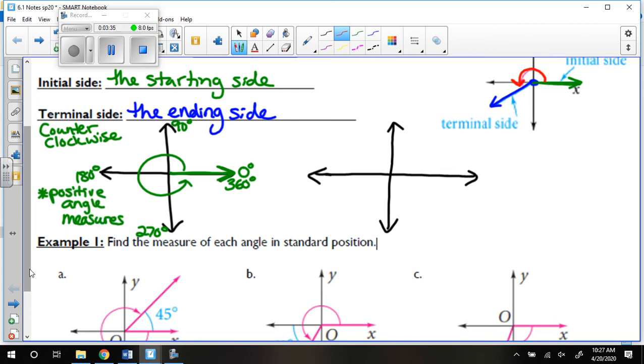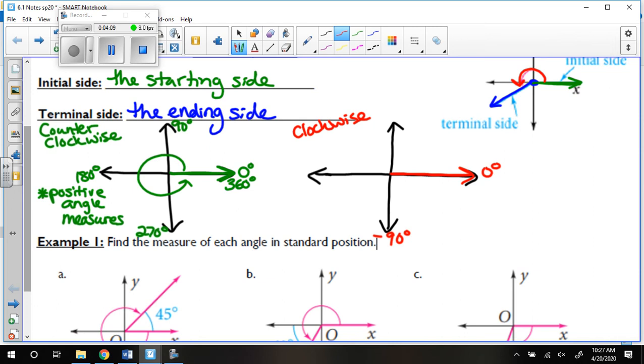Okay, then you can also go clockwise. Okay, so you still start on your positive x-axis at 0 degrees, but we have to move around our axes in the opposite direction. So instead of going up to the top and saying that's 90 degrees, we're actually going to go down through the fourth quadrant and say that we've gone negative 90 degrees on this negative y-axis.